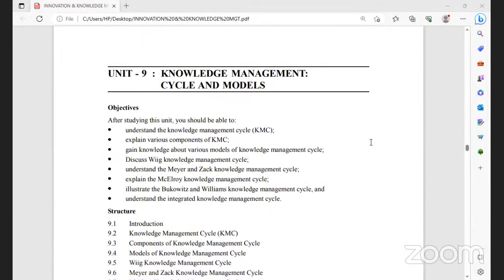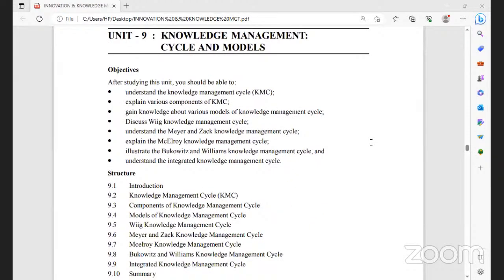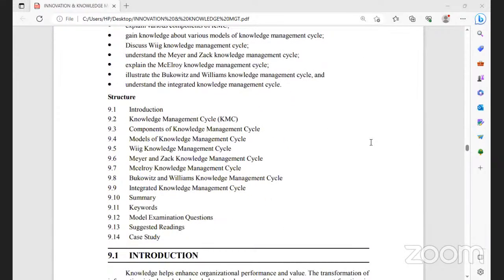The next concept is the knowledge management cycle and models. What is this knowledge management cycle? We have the components of the knowledge management cycle and its models: the Wiig knowledge management cycle, the Meyer and Zack knowledge management cycle, the McElroy knowledge management cycle, the Bukowitz and Williams knowledge management cycle, and the integrated knowledge management cycle. This chapter is very important for long answer questions in the semester examination, and one question is mandatory. It is a totally subject-based unit, very important from the examination point of view.